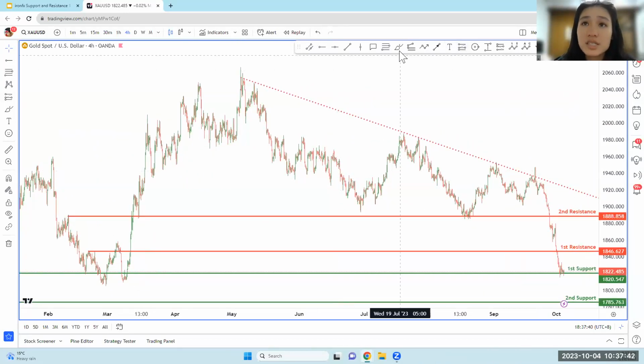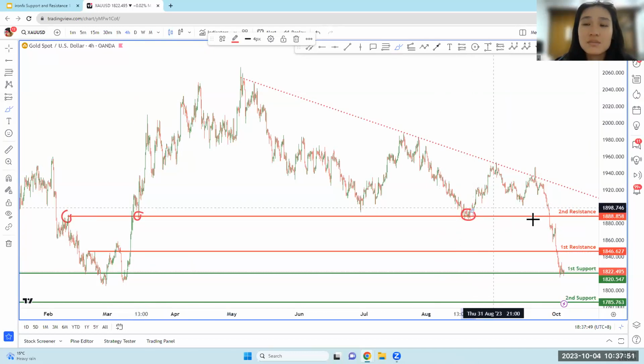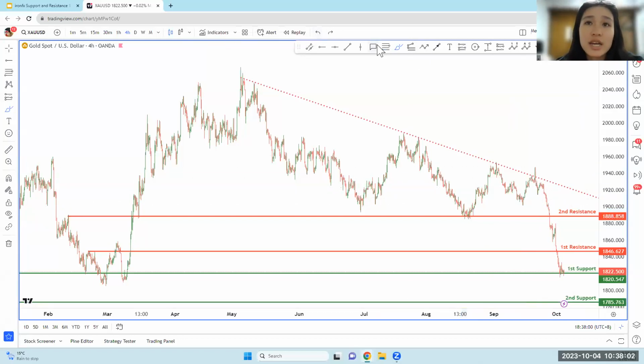So my second resistance, I have a swing high here and a swing low here. So it makes it an overlap level. And then I also have another swing low here. Okay, so I have bulls here and bears, both of these areas respecting my second resistance. So it's a pretty significant level, and that's why I have labeled that.